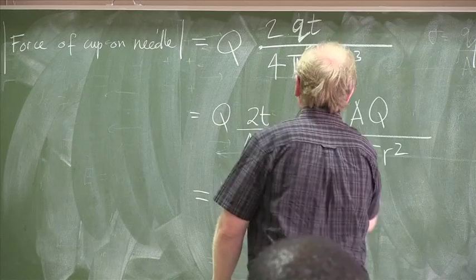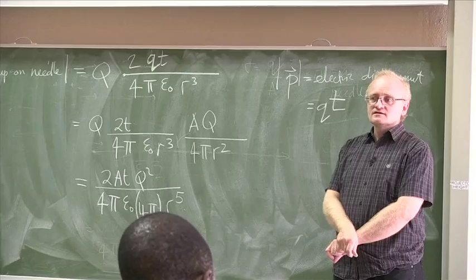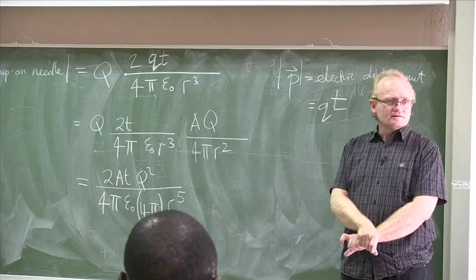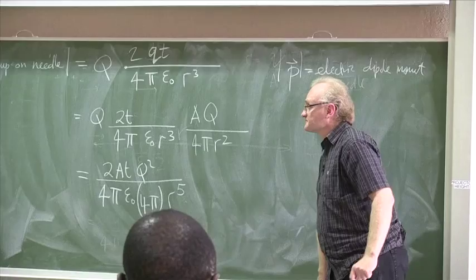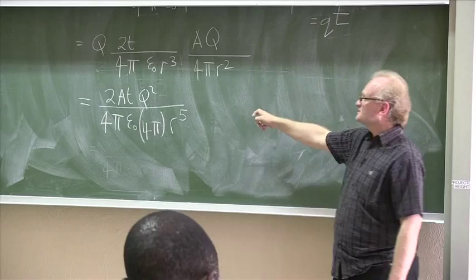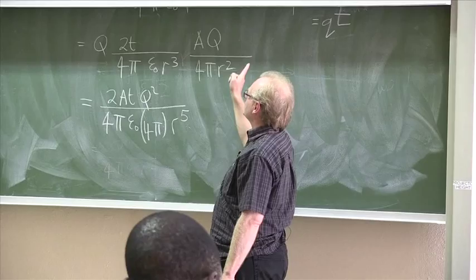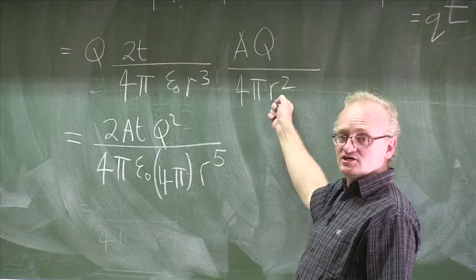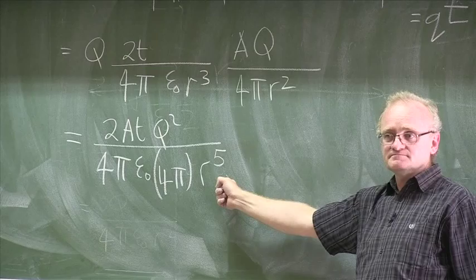Have you seen 1 over r to the 5 before? Remember when we calculated the force between a point charge and a neutral atom? We found 1 over r to the 5. And that 1 over r to the 5 came because the field of a dipole falls off like r cubed, but the electric dipole moment falls off like 1 over r squared. So the total fall off is 1 over r to the 5. Okay? Good.